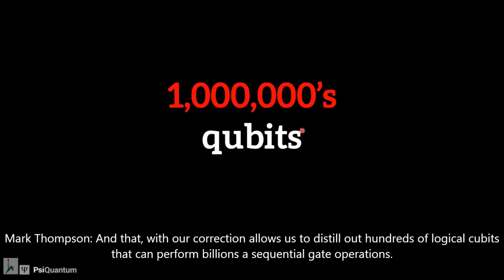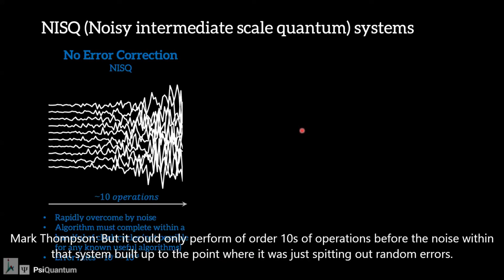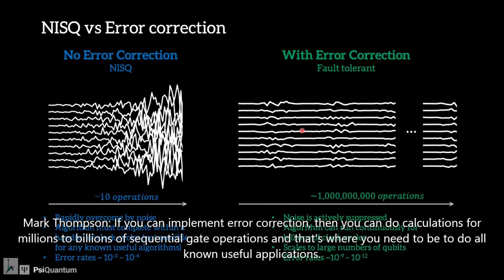So the machine that Google produced, that sits in this regime of noisy intermediate scale quantum systems, it had 50 odd qubits, but it could only perform of order tens of operations before the noise within that system built up to the point where it was just spitting out random errors. And so about 10 to 20 operations is what's possible within those machines. If you can implement error correction, then you can do calculations for millions to billions of sequential gate operations. And that's where you need to be to do all known useful applications.